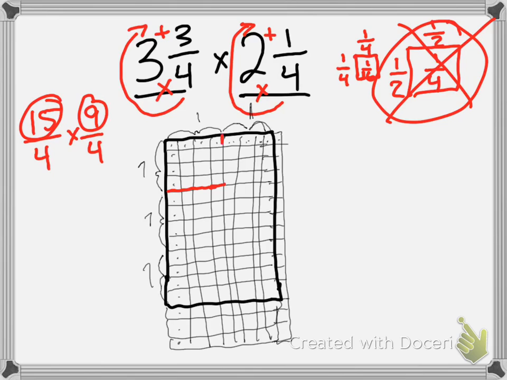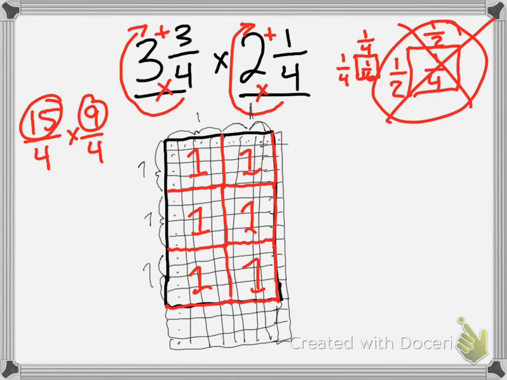So what I have here is a 4 fourths by 4 fourths, which is equal to 1 whole. Again, I have a 4 fourths by 4 fourths, that's 1 whole. 4 fourths by 4 fourths, 1 whole. This is 1 whole each time, six wholes in all.